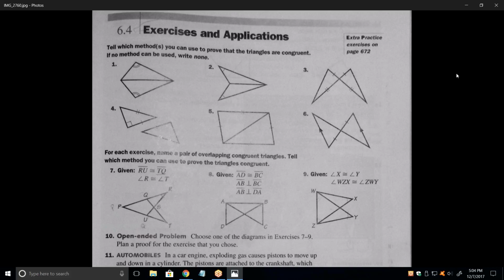Probably you could use the reflective property, maybe, but also. Well, what we're looking for is side, side, side, side, angle, side, angle, those kind of theorems. Probably angle, side, angle, since it looks like they've got. You can't go by what it looks like.